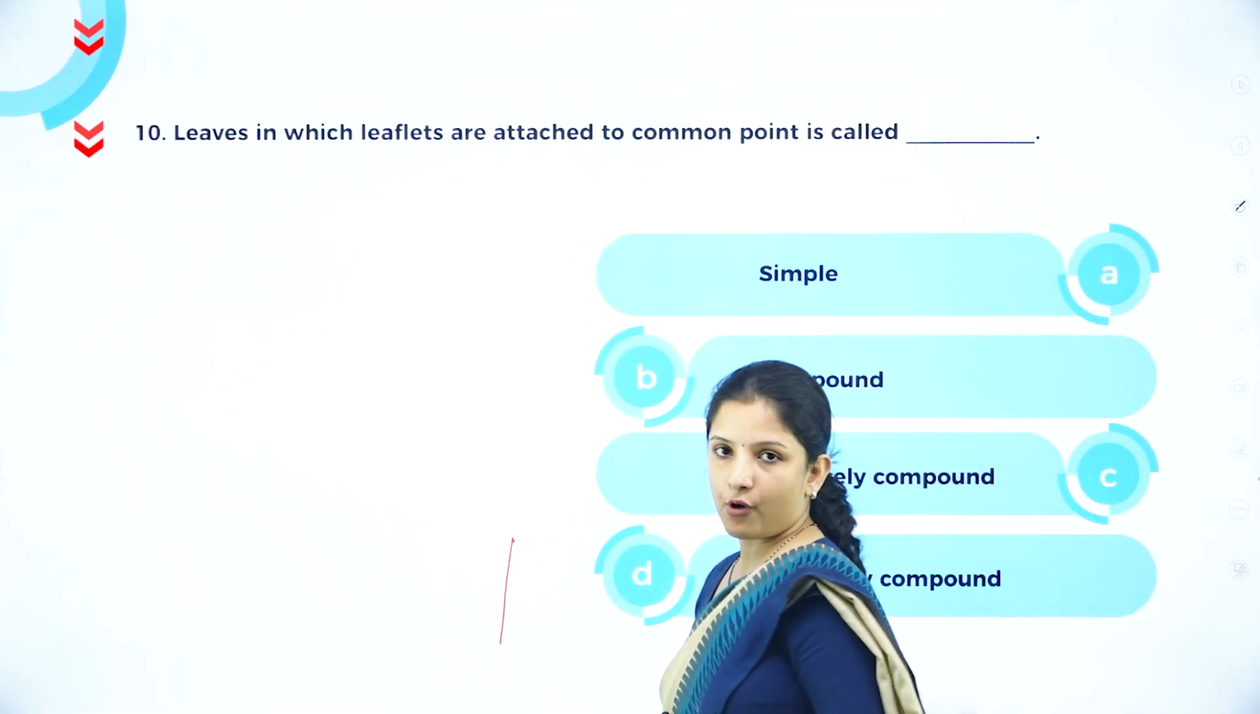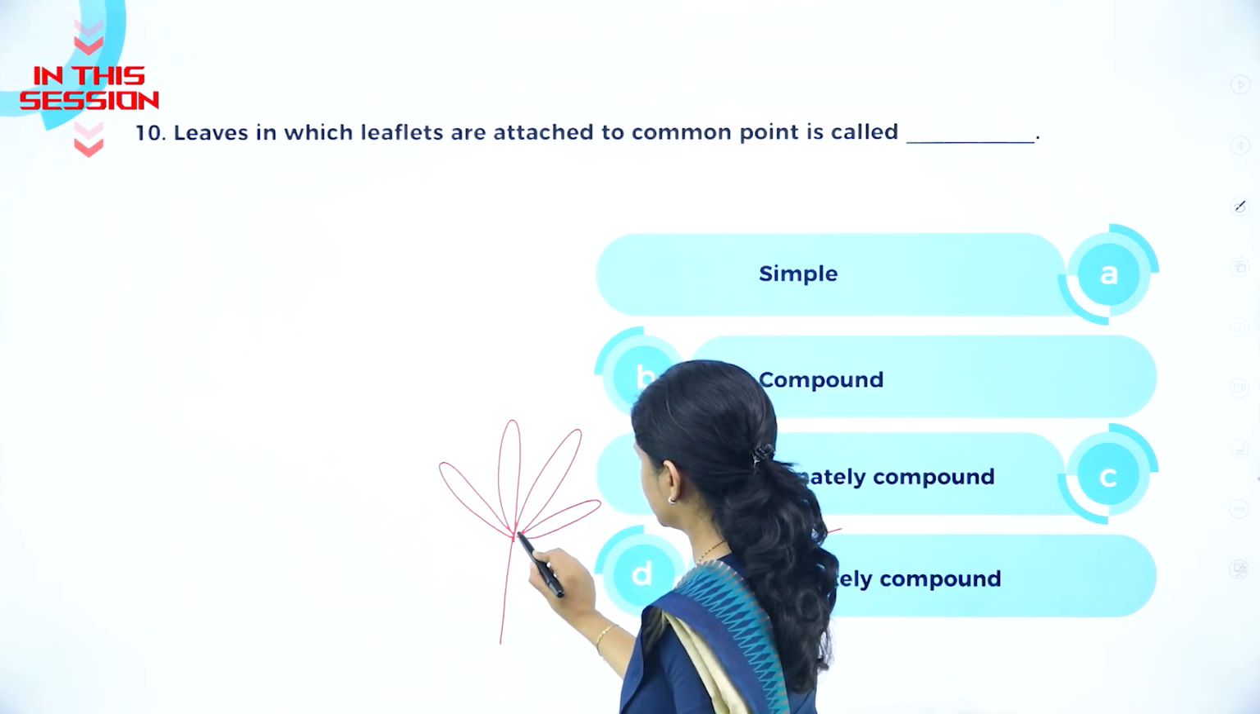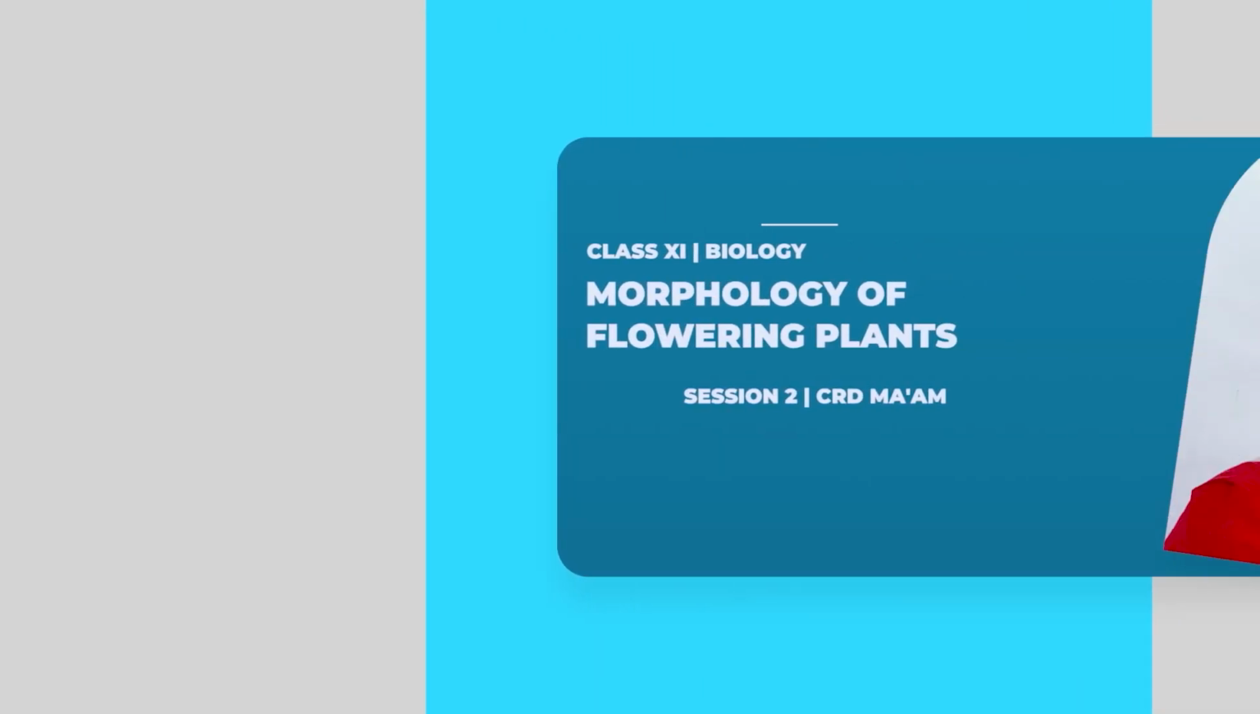There will be a common point in the petiole from which the leaflets will be attached like this. So therefore it is a palmately compound leaf.